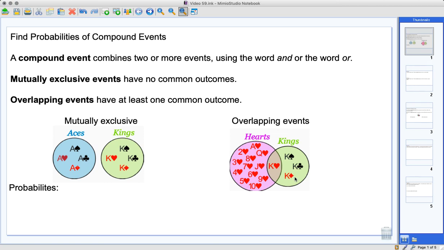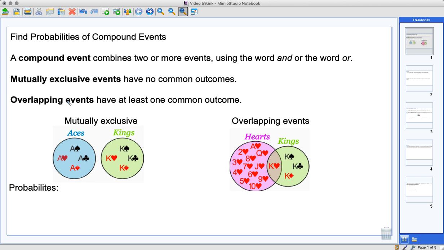All right, so this section is going to use a little bit more of the probability that you knew before we started this chapter. Okay, so we got a couple different vocab words that we need to talk about. So a compound event combines two or more events using the word and or the word or. Okay. Mutually exclusive events have nothing in common. Okay, so something like this would be a mutually exclusive event because probability of aces, probability of kings.